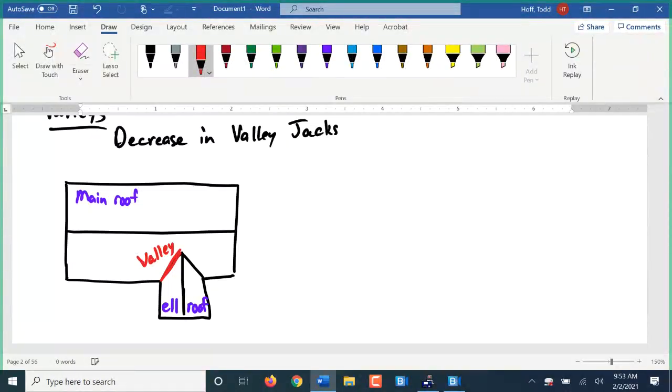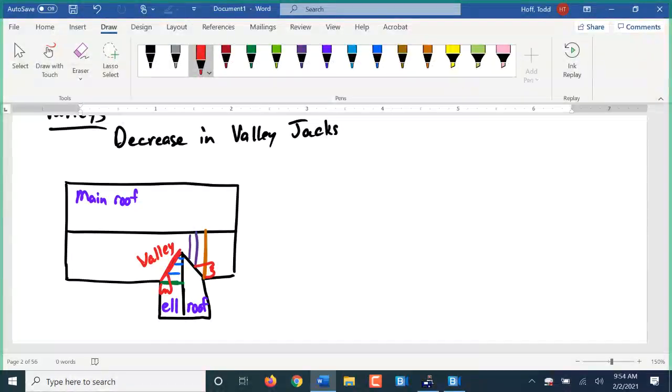When we frame that valley, you've got a common rafter here, but the next rafter is going to be shorter, and the next one shorter. Those shorter ones are called jacks, just like they are with the hips. We also have a common rafter there, and the next one gets a little shorter and a little shorter. Those are also jacks. If the L roof and the main roof are the same slope, the decrease from here to here will be the same as the decrease from here to here. It will be the same decrease on both sides of the valley.